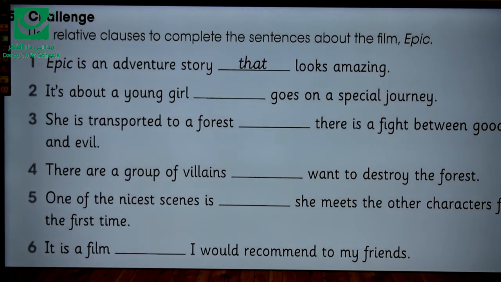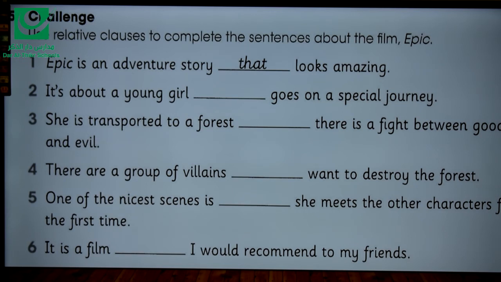The last part is a challenge. Use relative clauses to complete the sentences about the film. Epic. Let's do it. Epic is an adventure story that looks amazing. Think about the answers. Take a minute and then complete the sentences before seeing the correct answers.